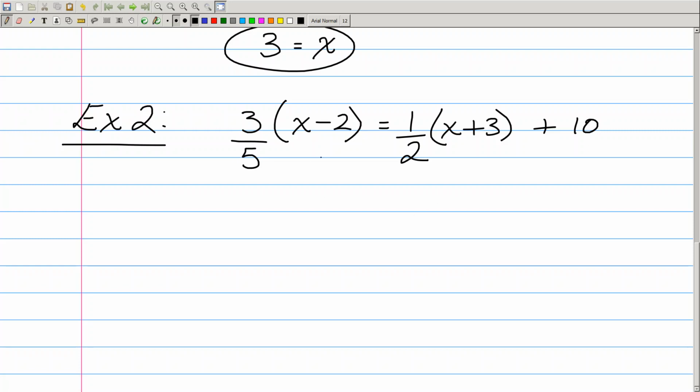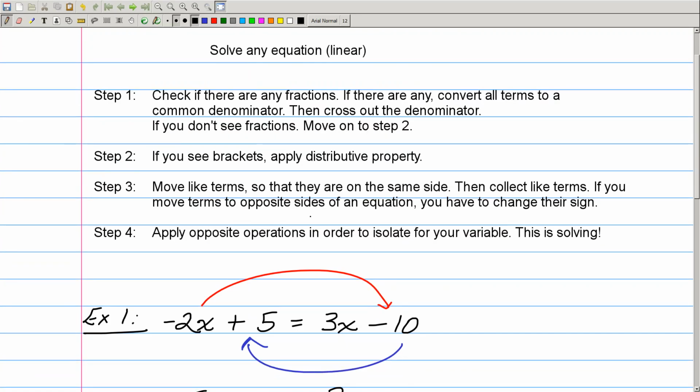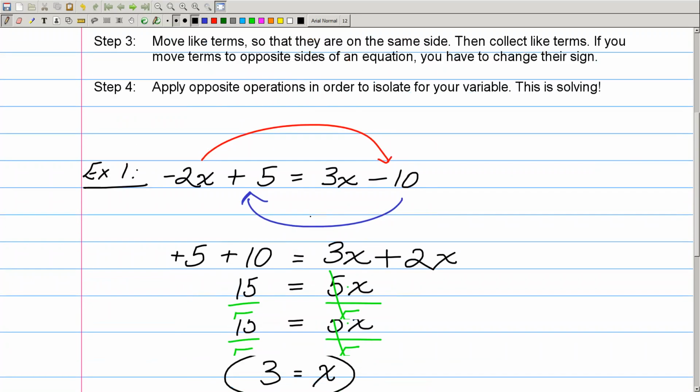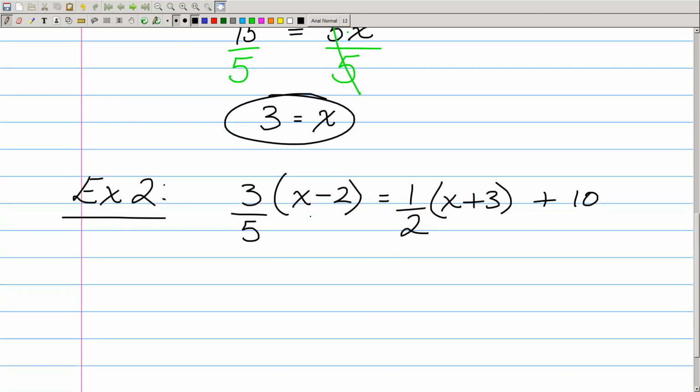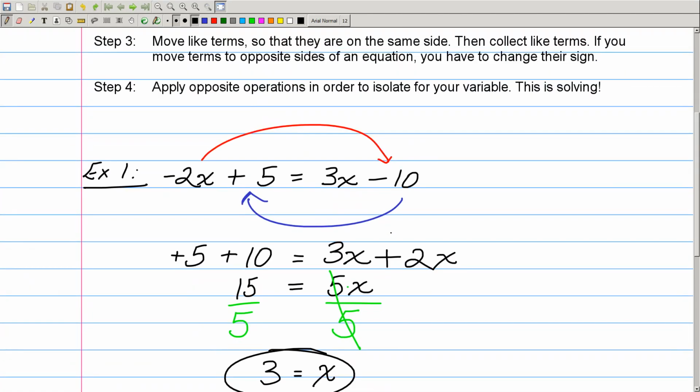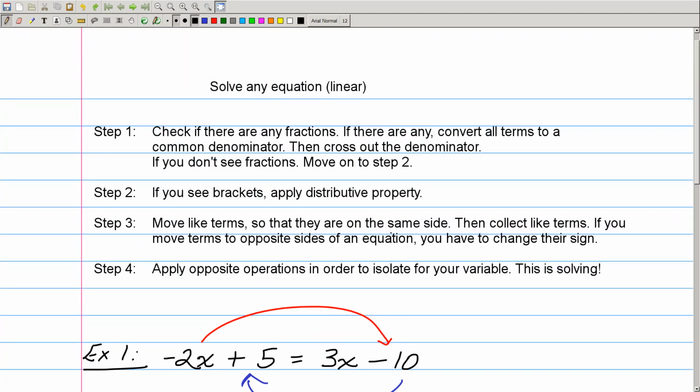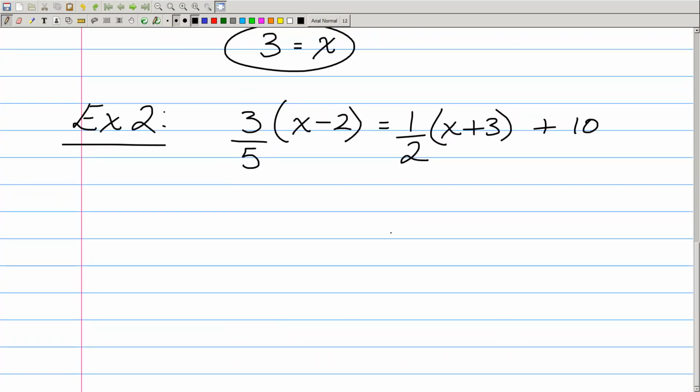I see fractions and I see brackets, so I have to start right at step 1. Check if there are any fractions. Yes, I definitely have fractions there. I have a 3/5 right here, and I have a 1/2. I have a fraction. Convert all terms to a common denominator, then cross out the denominator. So every single term has to be converted, in order to make sure that they have the same common denominator. Here I have a denominator of 1, excuse me.